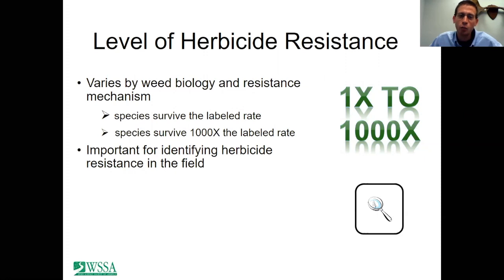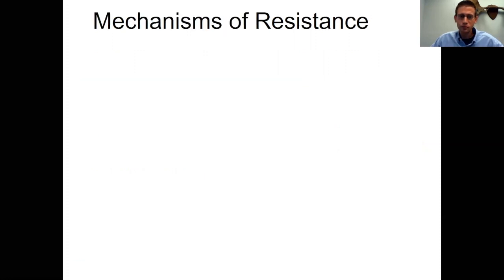And this awareness of varying levels of herbicide resistance is important for being able to identify resistance in the field. Weeds with high levels of herbicide resistance often don't show herbicide injury symptoms, while a weed with a low level of herbicide resistance may be injured, yet survives and reproduces. So let's look more at some of these mechanisms of herbicide resistance in detail.